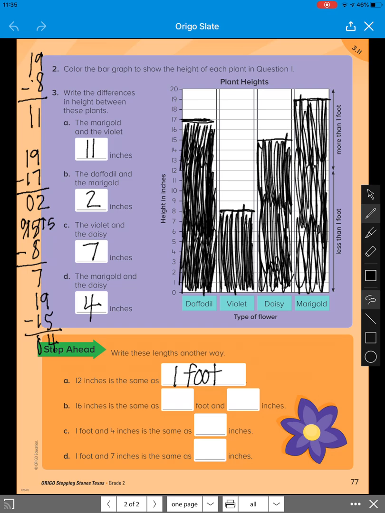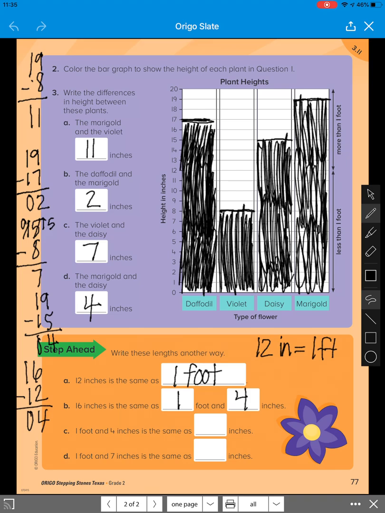Then you're going to do the same thing. 16 inches is the same as, well, we know 12 inches equals 1 foot. So you're going to do your subtraction. 16 minus 12. 6 minus 2 is 4. 1 minus 1 is 0. So it's 1 foot and 4 inches.